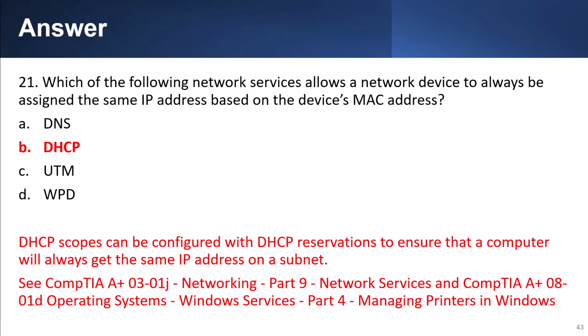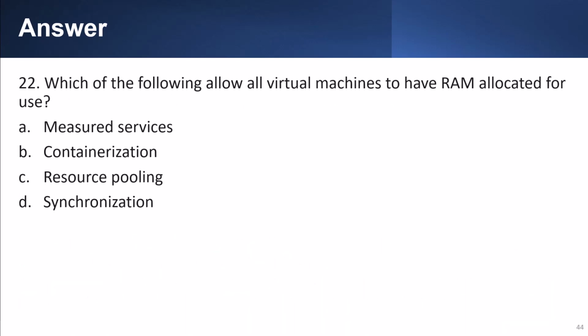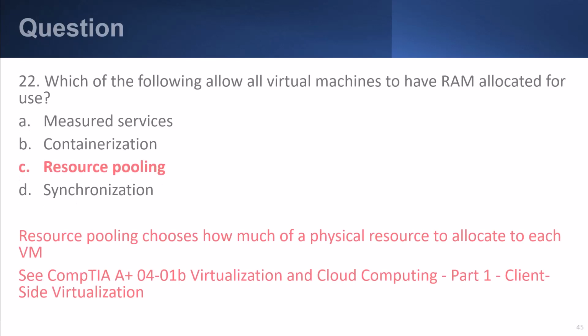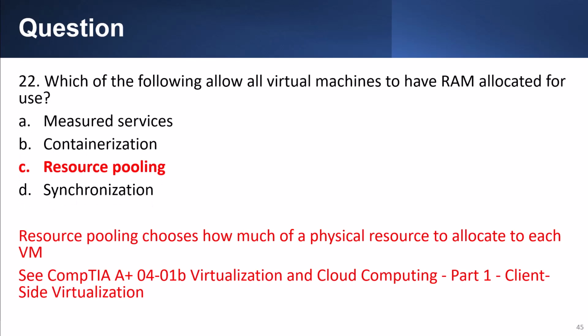Question 22. Which of the following allow all virtual machines to have RAM allocated for use? Answer: resource pooling. Resource pooling chooses how much of a physical resource to allocate to each VM.